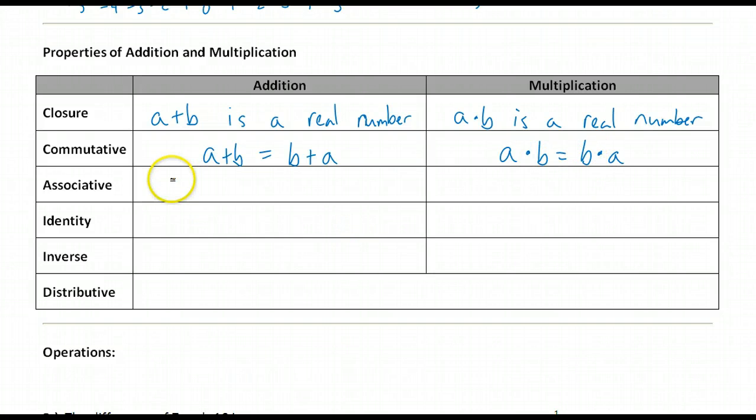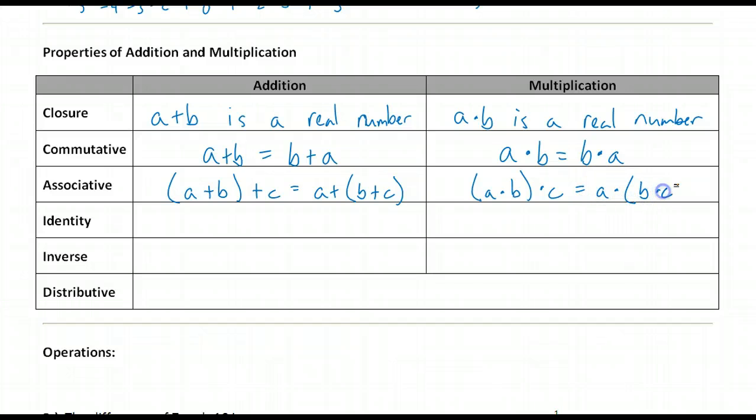The associative property says if I have all multiplication in a problem, it doesn't matter what order I do that multiplication, I will get equivalent answers. Same with multiplication. If I have all multiplication in a problem, I can associate the numbers differently. I can do the multiplication in a different order and get the same answer.